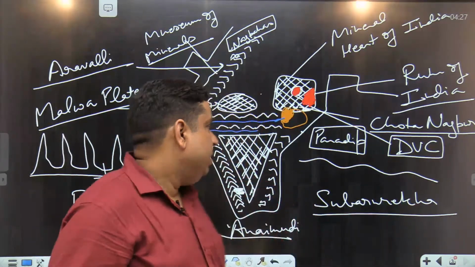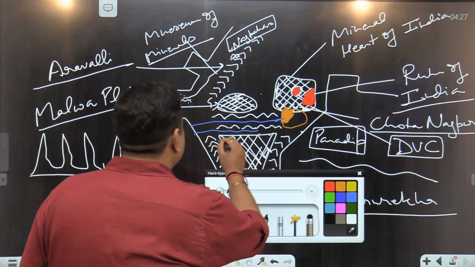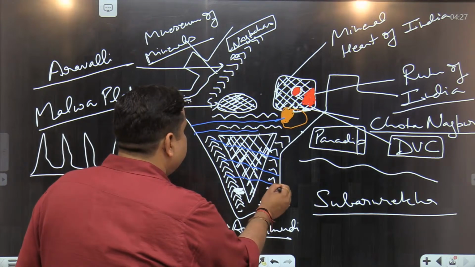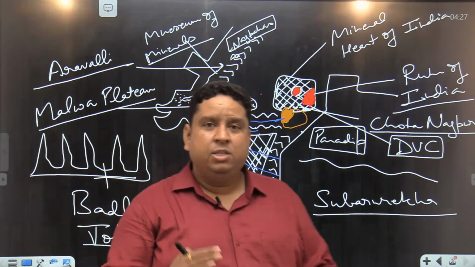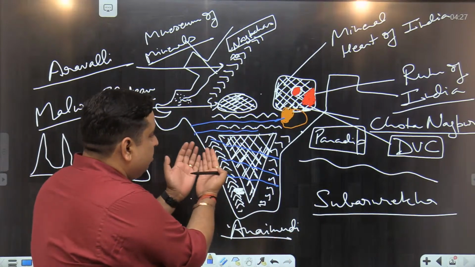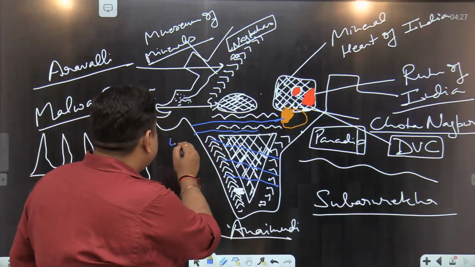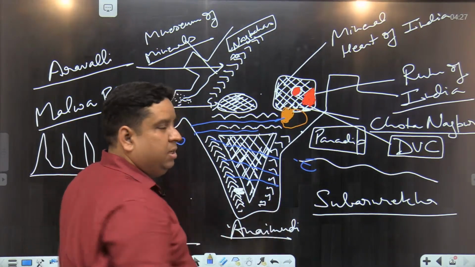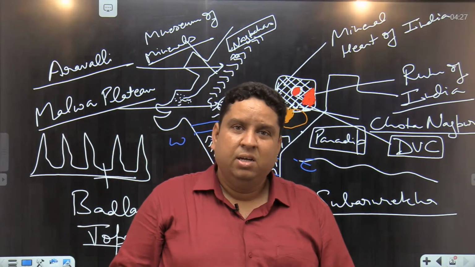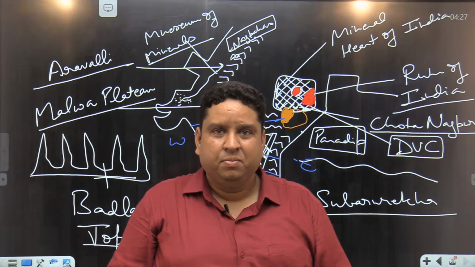If you see here, the rivers originate from the Western Ghats, but they flow towards the Bay of Bengal. Why? Because the slope of India is from west to east. That means this part is quite uplifted, this part is quite submerged. That's why in India the majority of peninsular rivers drain their water into the Bay of Bengal.